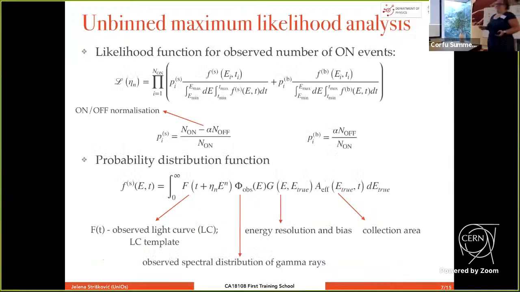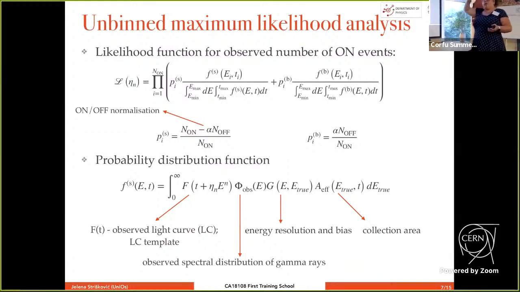I bet you like this equation. So we are using two methods, unbinned maximum likelihood analysis and binned. Here is written the likelihood function for the unbinned maximum likelihood. First, let me tell you something about the observations, so that these letters make sense. When we are observing with imaging atmospheric Cherenkov telescopes, we have some region in the sky around the source, and this is our ON region. It's some circular region with a radius of around 0.1 to 0.2 degrees.